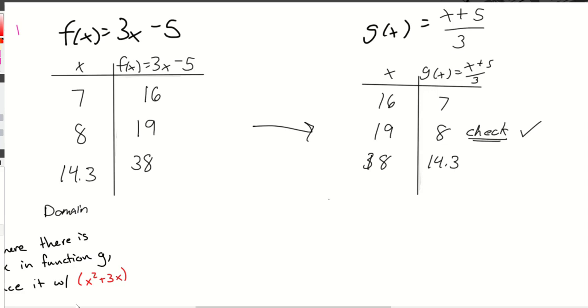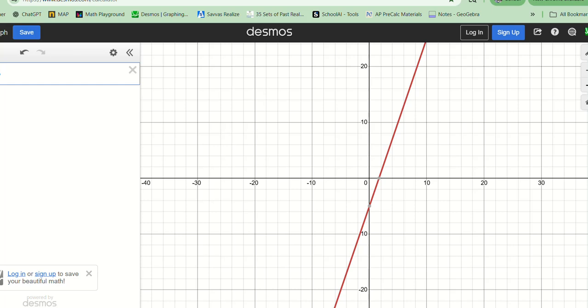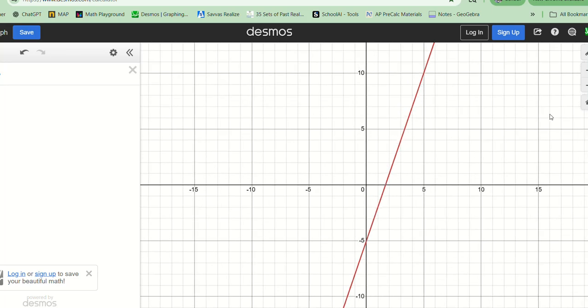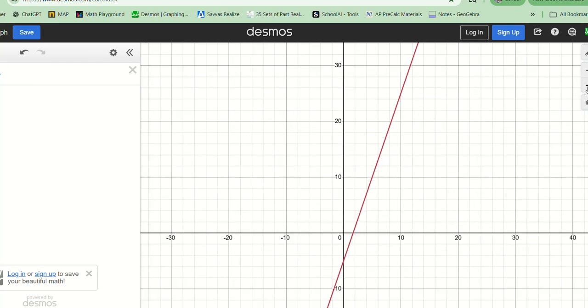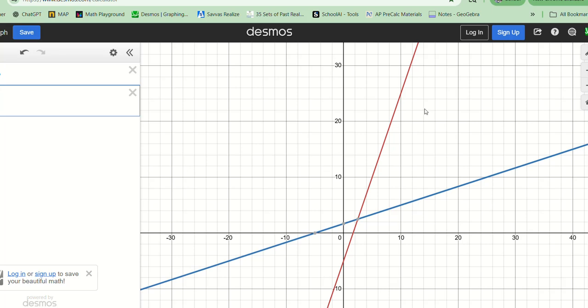Do we need to graph it? What if I graph it? Y equals 3x minus 5. What's the domain of this function? What's the domain of this function? Say it louder. Yes. What is our range of this function? Now let's do our inverse of this function. Plus 5. What happened? We're going to look back at this in a second.